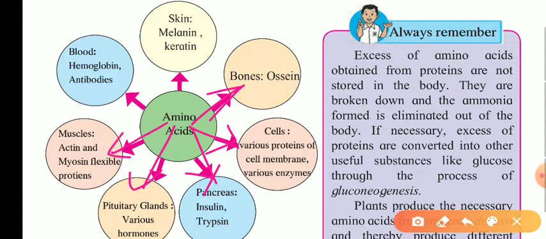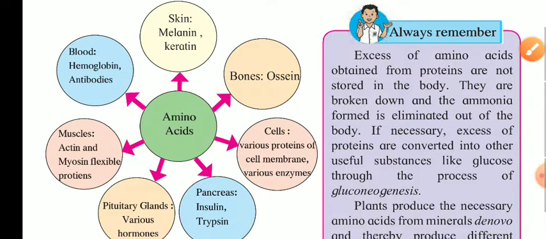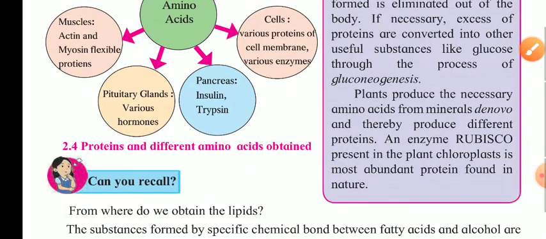In the muscles, we have actin and myosin, flexible proteins. In blood, we have hemoglobin and antibodies. In skin, we have melanin and keratin. These are all examples of amino acids, and these amino acids form different combinations for these particular chemicals.